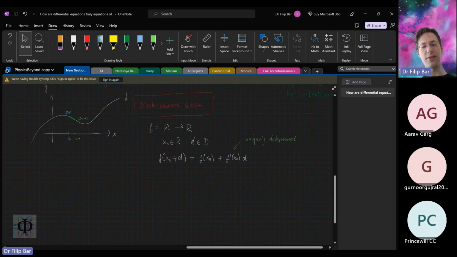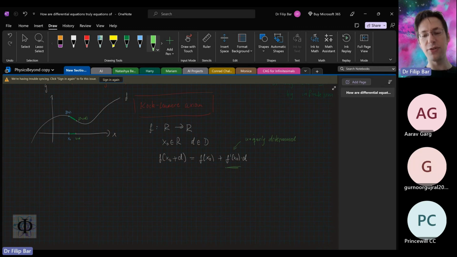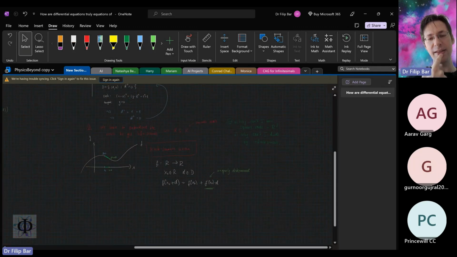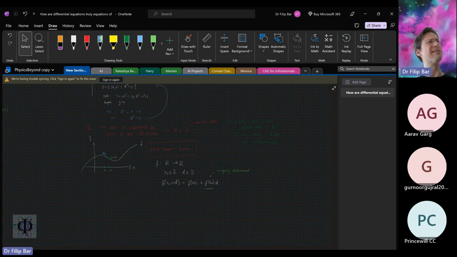So usually when I write down the Kock-Lawvere axiom, I'm not using this notation, but here, to speed up a little bit, I've already introduced that as the derivative, because that is the rate of change of the function, right? That's the gradient of the function at this point. Okay, so this is a very bold claim to make, because it says any function is differentiable. But then you might say, oh, hang on, I can come up with examples of non-differentiable functions. Can you come up with examples of non-differentiable functions?